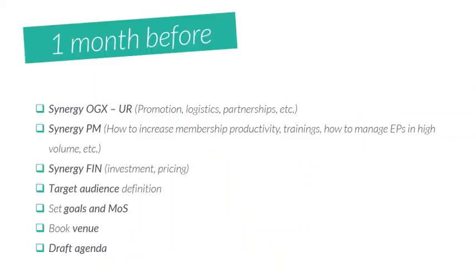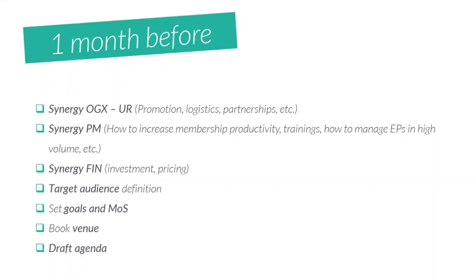For example, one month before the event, things you need to do. You need to have synergy between OGX and IR for promotions, for logistics, for partnerships. You need to have synergy with PM about training the membership, increasing their productivity for the event. Synergy with finance in case you need investments, in case the event has any kind of costs, or in case you're going to use a discount or another special pricing for the event. You need to define your target and your audience.